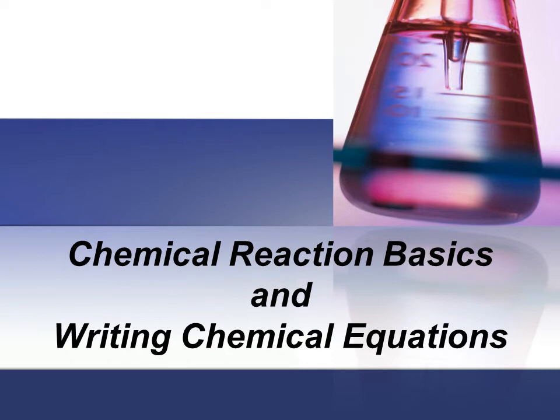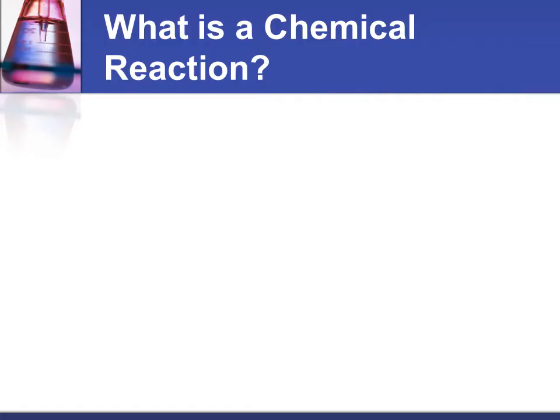Okay, so we're going to start a new chapter, and we're going to start the chapter on chemical reactions. So for this first part, we're just going to focus on writing chemical equations and just the basics of a chemical equation. For this video, you're going to want to have your periodic table out. So what is a chemical reaction?